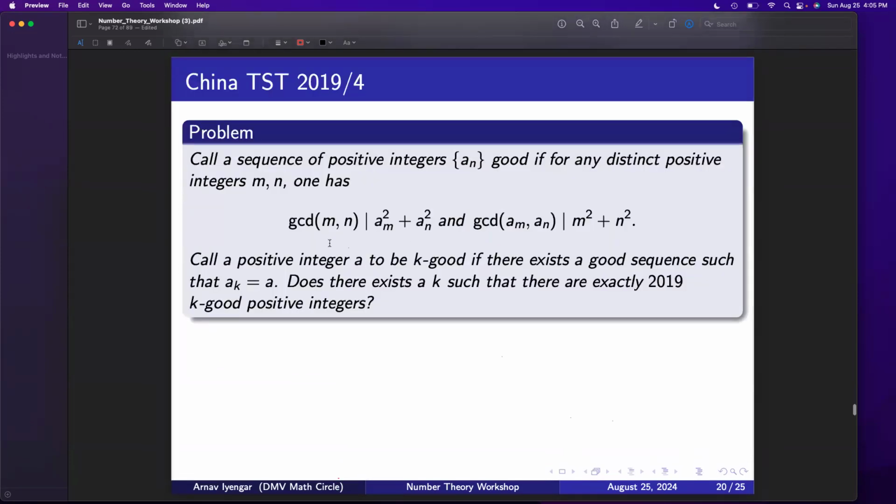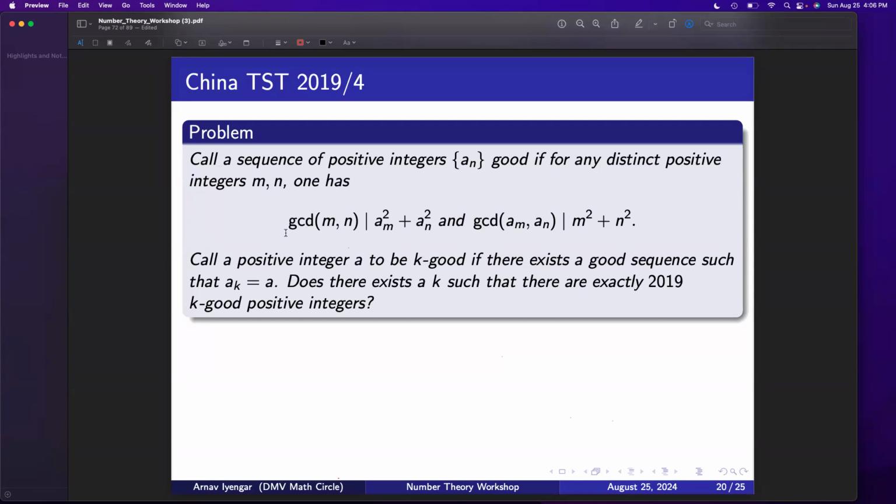So now we have a final question from the China TST, which is like a combination of two functional equations, but written as a sequence. For any distinct, which is important, positive integers m and n, their GCD has to divide a_m squared plus a_n squared, and then the GCD of a_m and a_n has to divide m squared plus n squared. And it's asking us if there's some k where there's 2019 positive integers where a_k is equal to k.